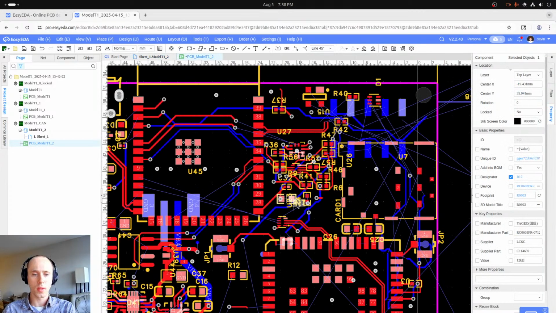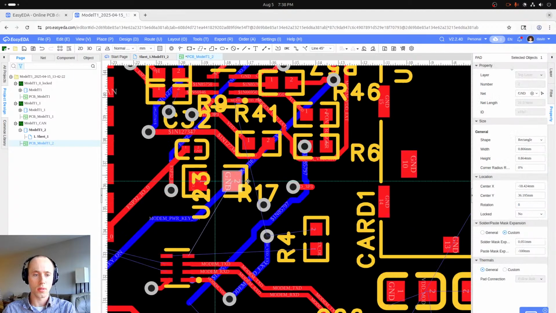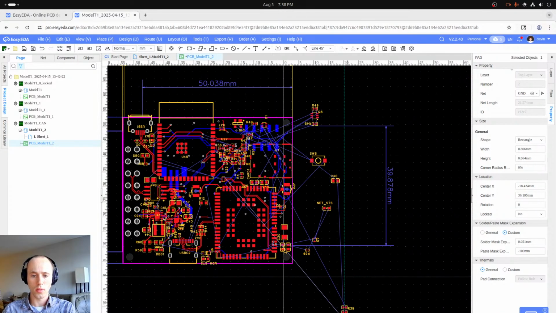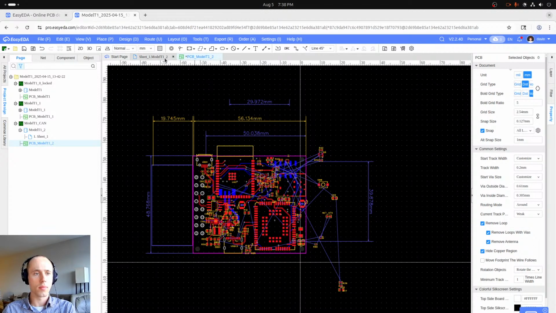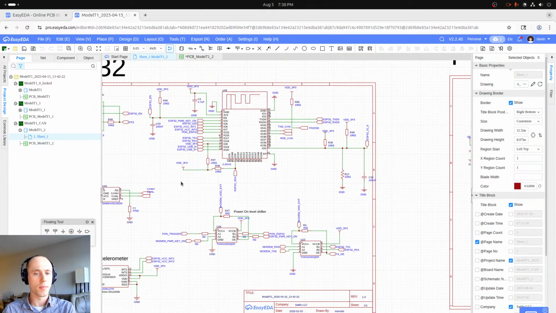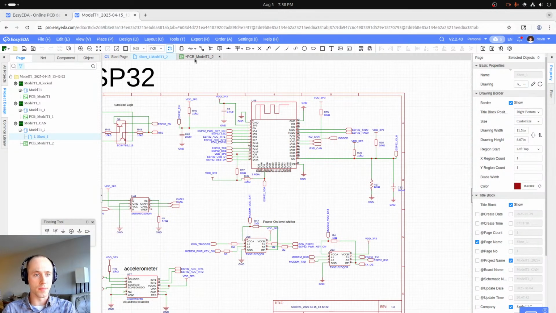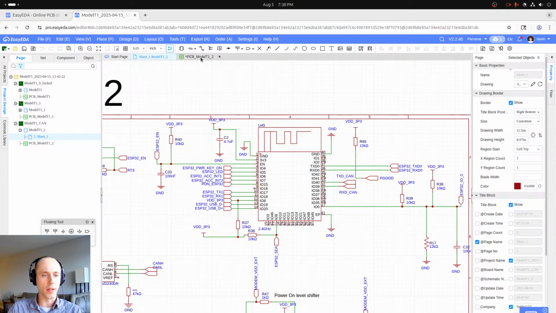R17. Also don't know what you're up to. C32, that's probably supposed to be there. Okay. C32 and C33. They probably want to be closer to the pins, but it doesn't really matter that much, I'd say.